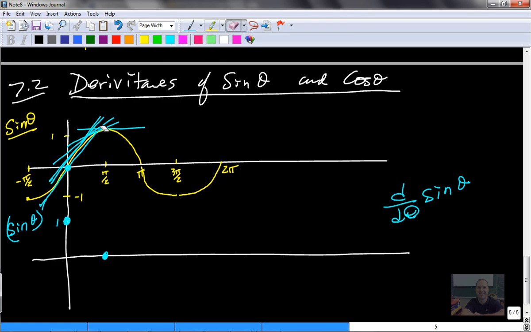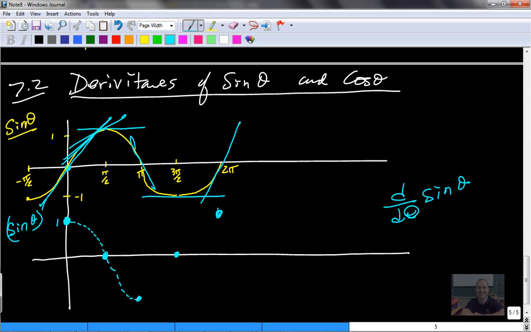Let's get rid of some of these. There's the derivative equaling 1. As we move along, we have a derivative of negative 1 right here. Then we have a derivative of 0 at 3 pi over 2, and at 2 pi again, the derivative is positive 1. If we take a look at all of these derivatives in the middle, as they race along, we get this sort of graph happening.